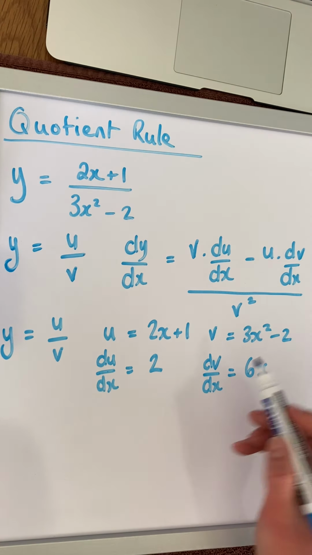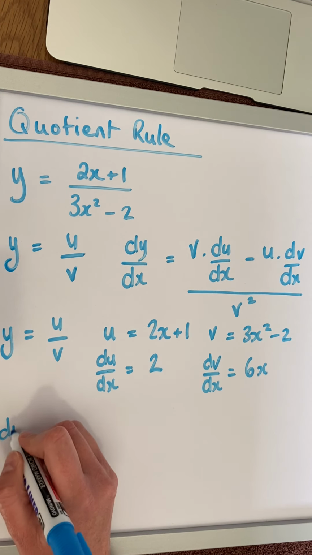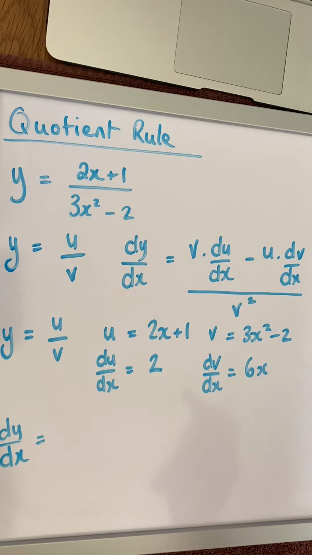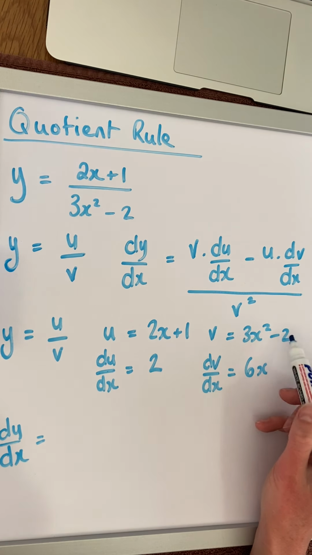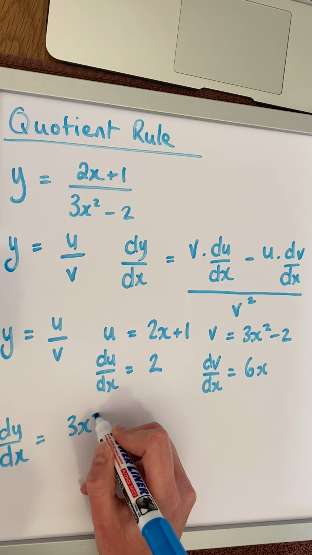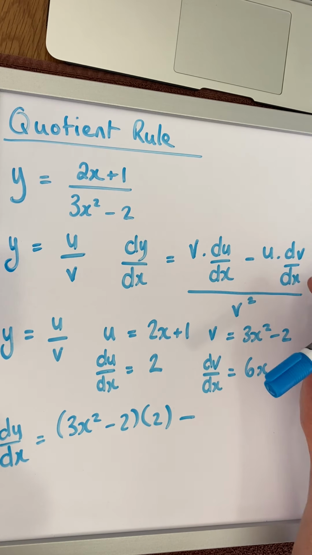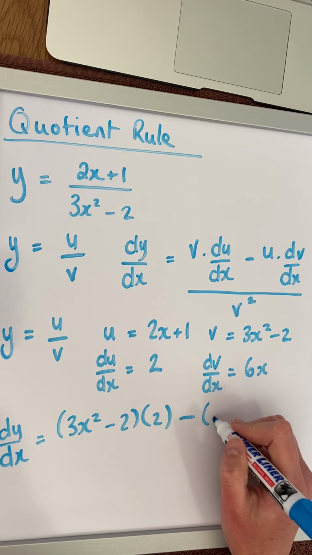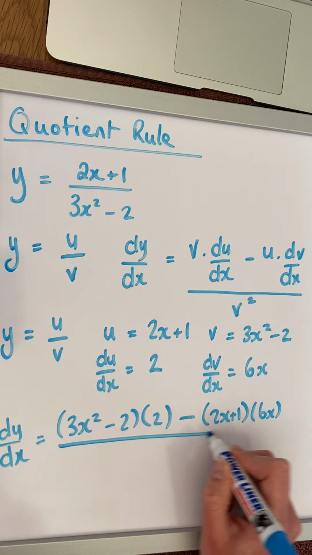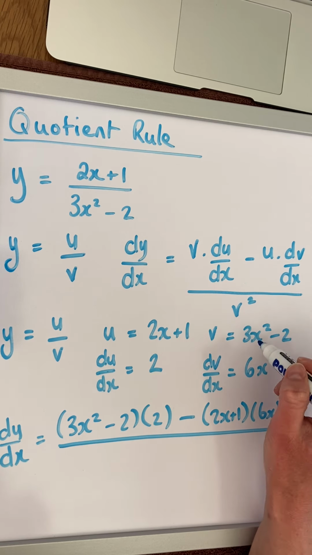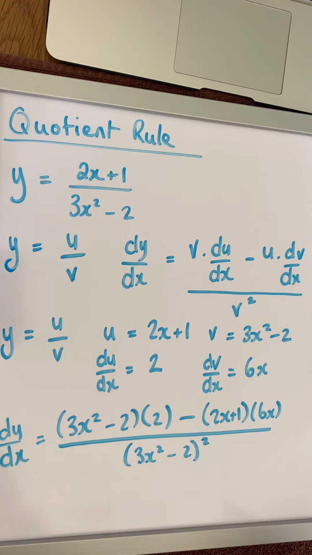The next thing we need to do is apply it into our rule, our formula. So dy dx is going to equal, we have v multiplied by du dx, so that's 3x squared minus 2 multiplied by 2, minus u times by dv dx, so that's 2x plus 1 multiplied by 6x all over v squared, which is 3x squared minus 2 to be squared.